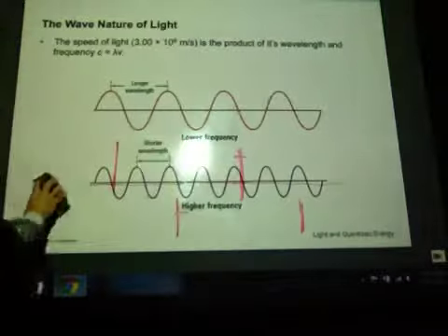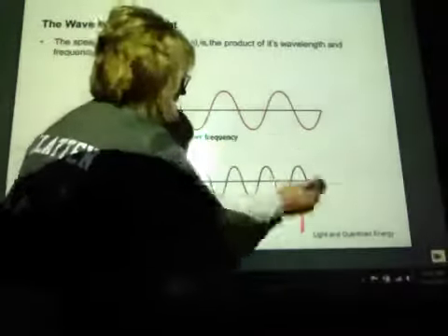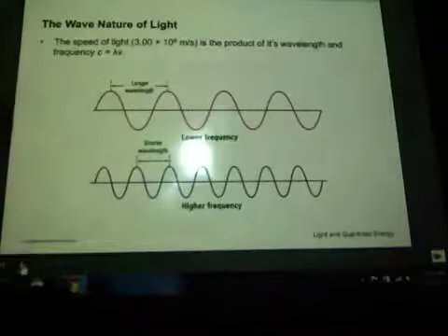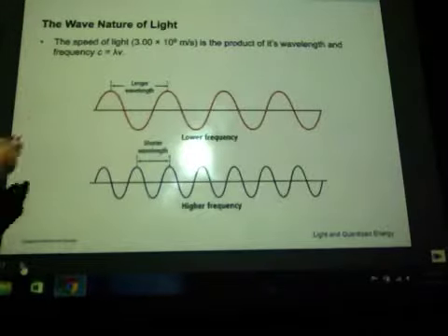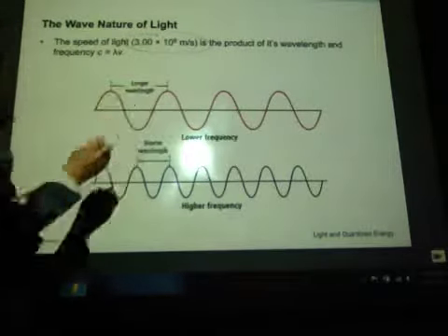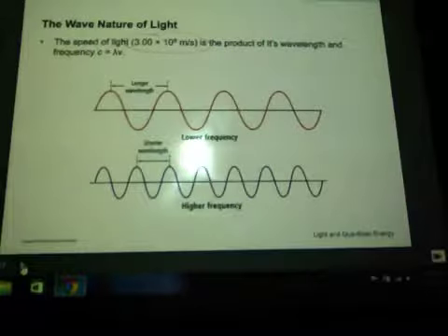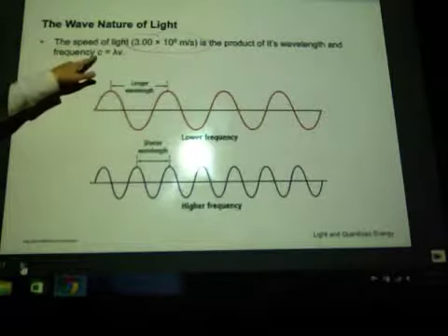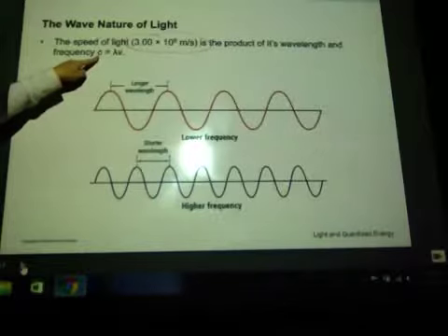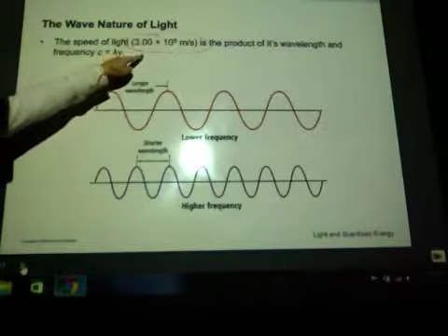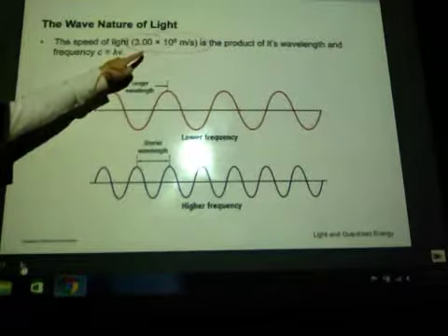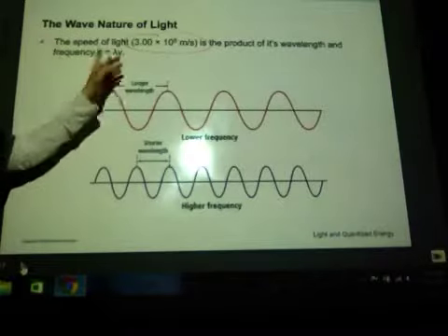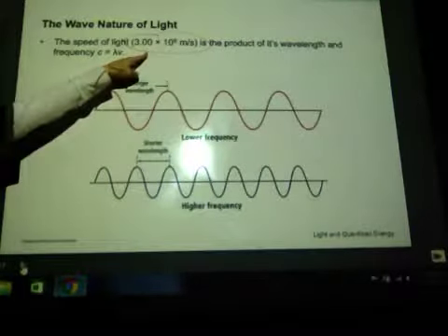The speed of light, let me get rid of all my other stuff here. The speed of light is 3.0 times 10 to the 8th meters per second. And that's the product of its wavelength and frequency. So C in this equation stands for the speed of light. And the speed of all light waves is going to be 3 times 10 to the 8th.